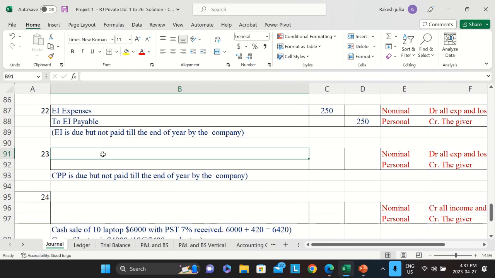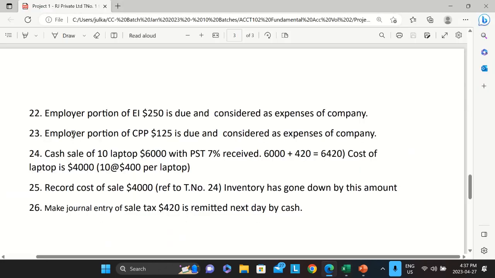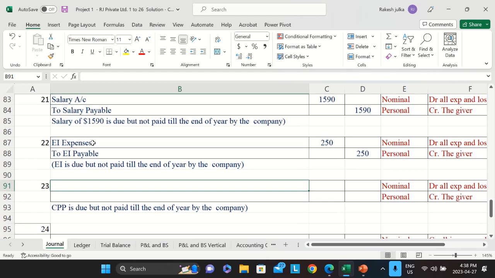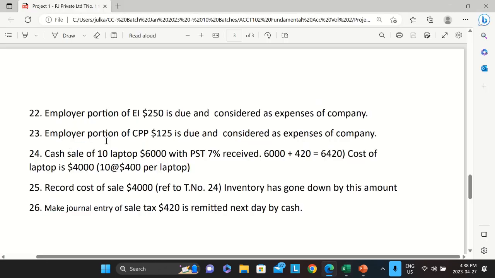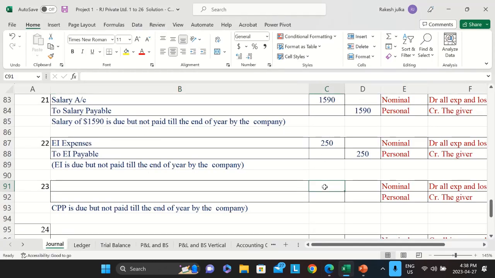Now the next one is 23rd transaction. So 23rd transaction is related to the employer portion of CPP. Employer portion of CPP is saying that 125 is due and considered as expense of the company, right? So what will be the figure here? That will be the $125. This is also considered as expenses of the company. So 125, and here will be 125 for you as well.